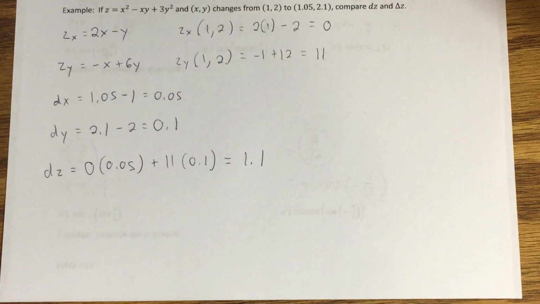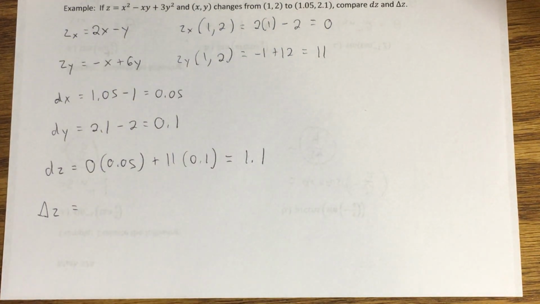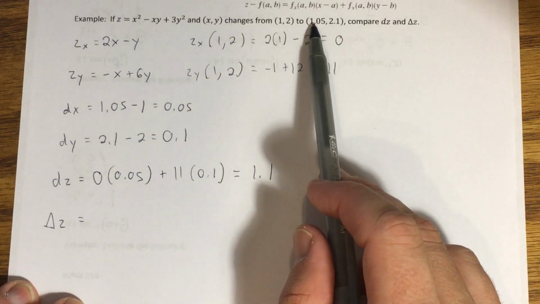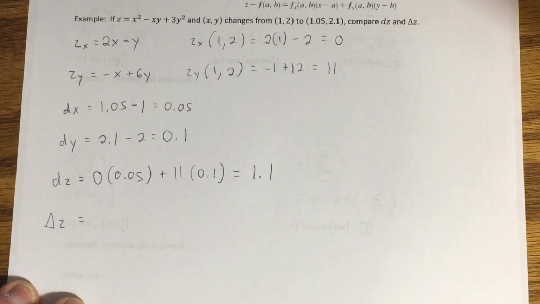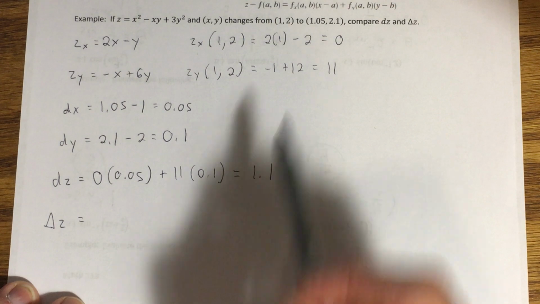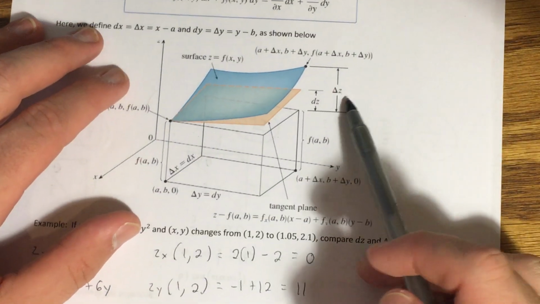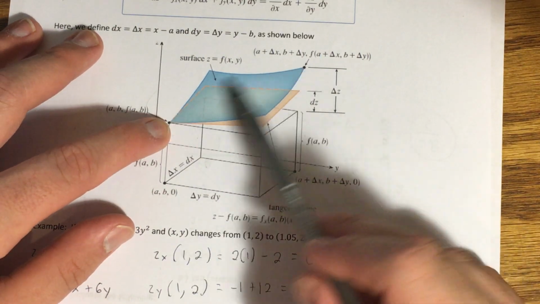Okay, now what I need is delta z. So what is delta z? Delta z is what I would get from plugging the point that I'm actually moving to directly into this function, and then subtracting what I would have gotten from plugging (1, 2) directly into that function. Remember, delta z is not just the z coordinate of this point, it's the difference between the z coordinates of these 2 points.